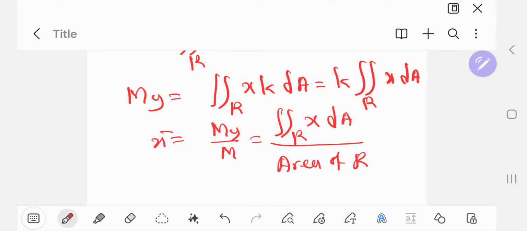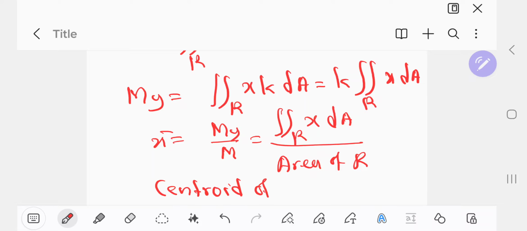This is also called the center of mass instead of center of gravity, sorry, the centroid. Instead of center of gravity, this is usually known as the centroid. If the density is constant, the center of gravity is also termed the centroid.